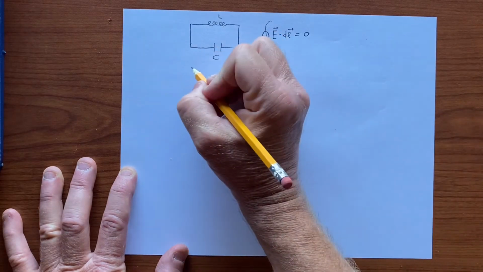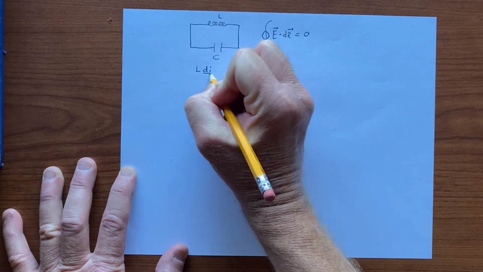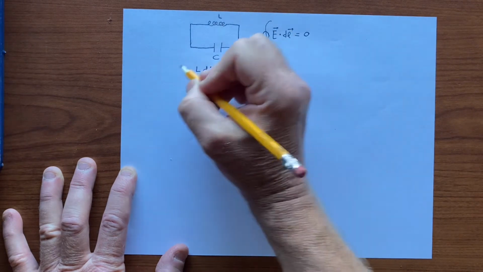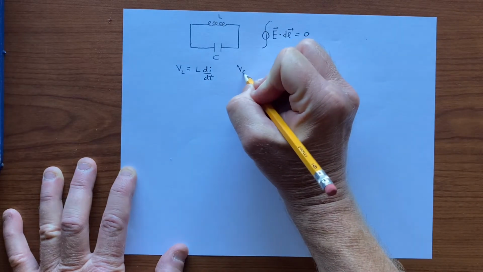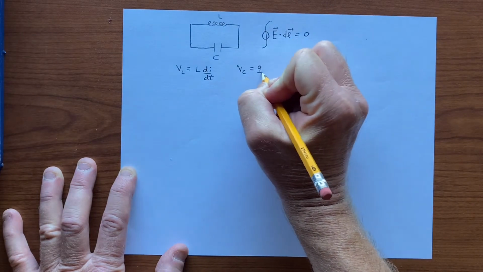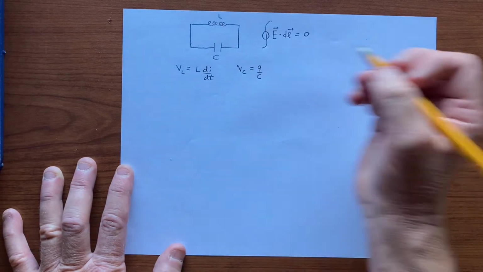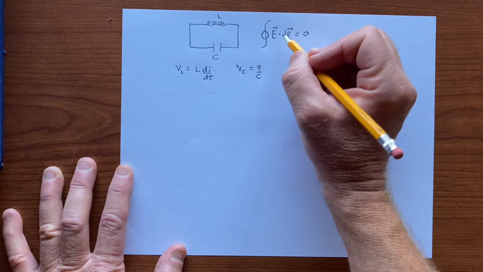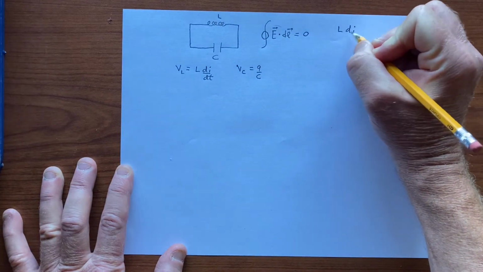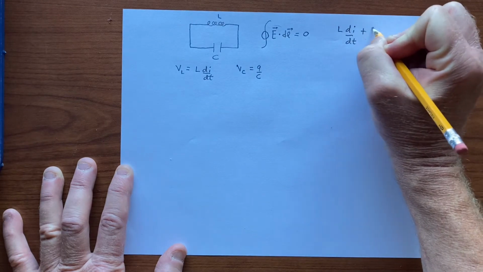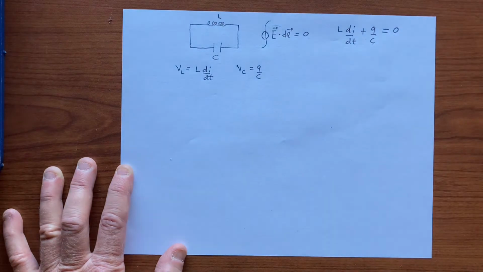And so we look at the voltage across the inductor, which is L di dt, so VL, and voltage across the capacitor, which is charge over the capacitance. The sum of these two must be equal to zero. So this looks like L di dt plus Q over C equals zero, and that's our principle. It's conservation of energy.